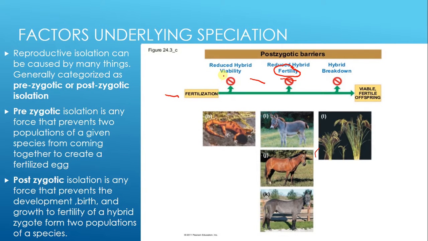Another thing, something might happen, or things usually go wrong in development of the fetus, of the embryo, and that's why fertile offspring can't be formed. And third, if a hybrid is born, there might be so many different physiological things that aren't working correctly about it that it just breaks down before it even reaches the age that it could produce offspring itself. So prezygotic and postzygotic are different factors that cause reproductive isolation.